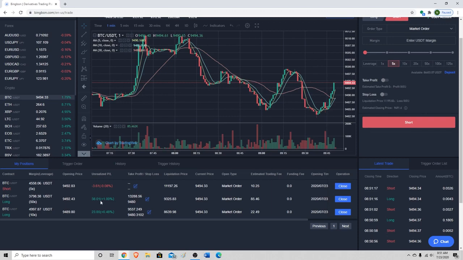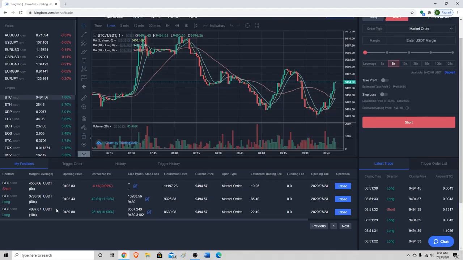A lot of times I'll open two or three at the same time. Let's say I was going to do a full size $10,000 position at 10x leverage. Well, a lot of times I'll do 3 or 4. I'll do 4 positions of 2,500 at 10x leverage, because then I can close whenever I want on maybe one of those and let the rest ride if I want to take partial profit.